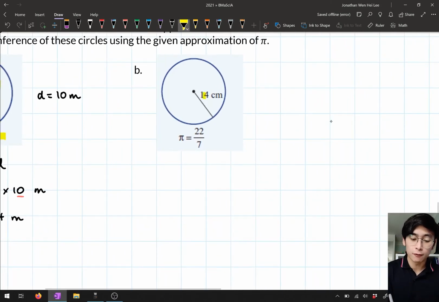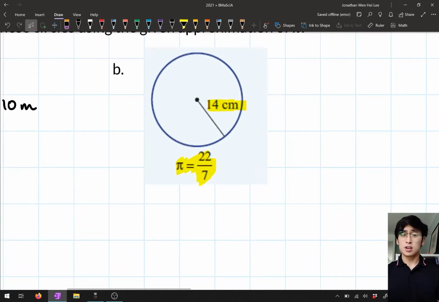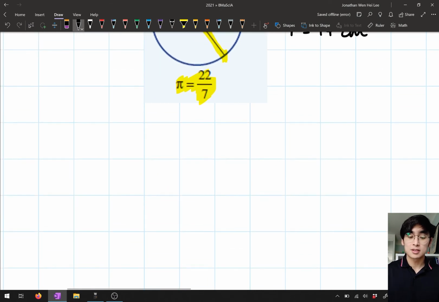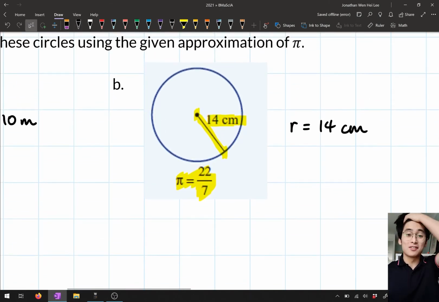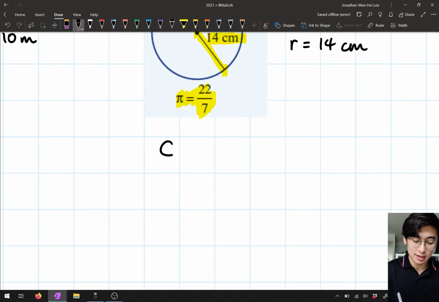Here we've got a measurement of 14 centimeters, and we've got pi is equal to 22 over 7. Okay, so for this one, what do we have? Do we have a radius or diameter? Well, if you have a look here, we've got a measurement that goes from the center of my circle to the edge. So this is a radius. So I've got radius is equal to 14 centimeters. So this time, instead of using pi d, we're going to use the formula C is equal to 2 pi r. Okay, C is equal to 2 pi r.